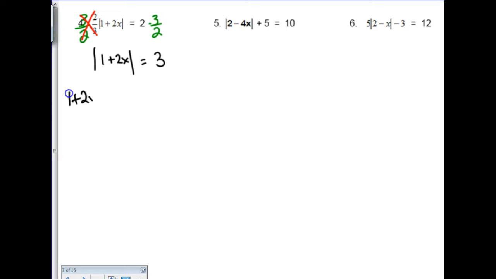So 1 plus 2x could equal a 3. What else could 1 plus 2x equal? A negative 3. Good. Careful on your algebra here. You are going to start by subtracting the 1.